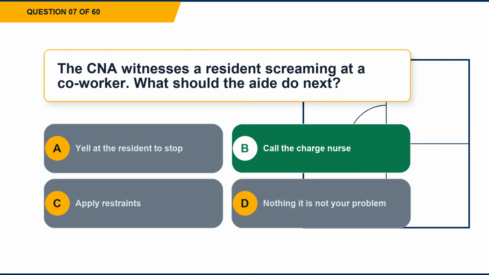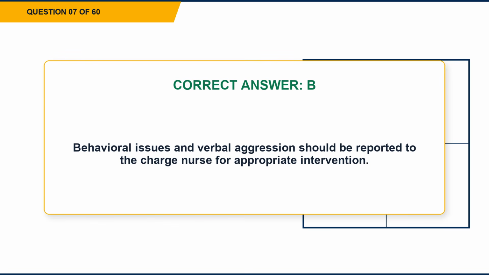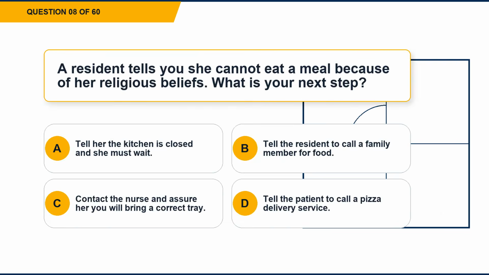Call the charge nurse. Explanation. Behavioral issues and verbal aggression should be reported to the charge nurse for appropriate intervention. Question 8. A resident tells you she cannot eat a meal because of her religious beliefs. What is your next step? Option A. Tell her the kitchen is closed and she must wait. Option B. Tell the resident to call a family member for food. Option C. Contact the nurse and assure her you will bring a correct tray. Option D. Tell the patient to call a pizza delivery service.